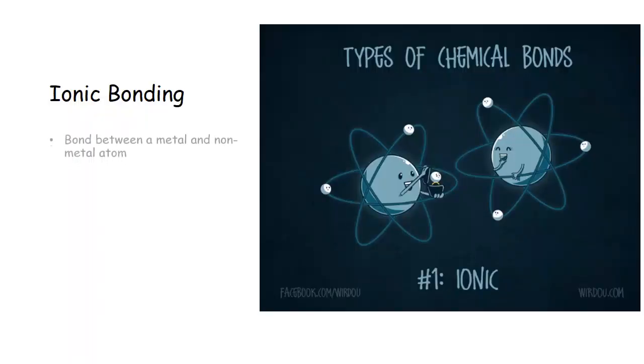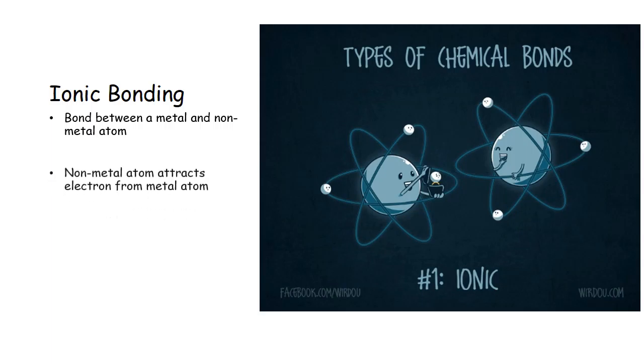Now, ionic bonding is a type of bond which occurs between a metal and a non-metal atom. For an ionic bond to form, a non-metal atom will attract an electron away from a metallic atom. The reason it does this is because both the non-metal and the metal want to form a full outer shell, and to have that full outer shell, they need 8 electrons.